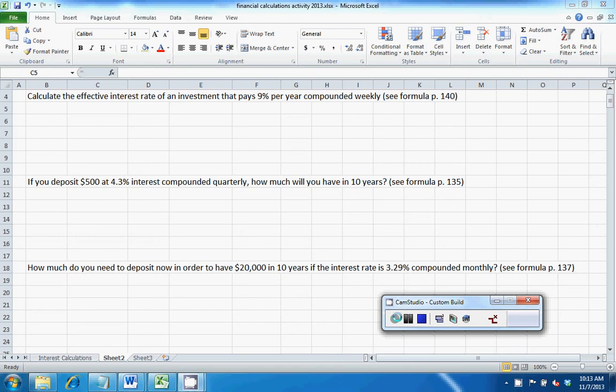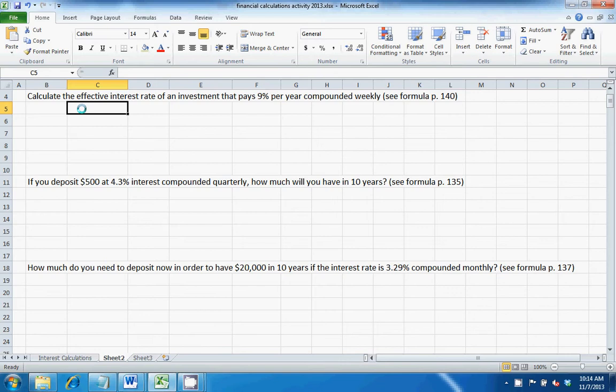Okay, so here's a short video to walk you through how to do some of the calculations from section 2.2 in your book using Excel. There are two ways to do each one of these calculations, and you need to be able to do both of them. So the first way we can do any calculation is by typing the actual calculation in.